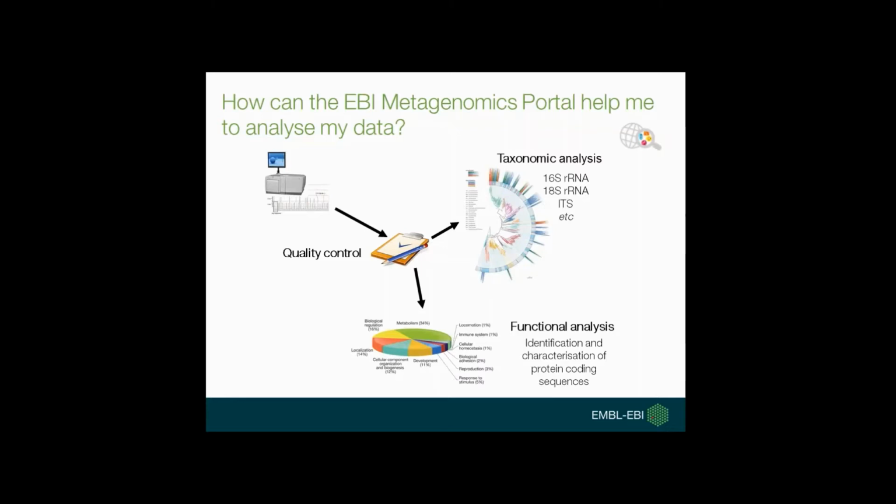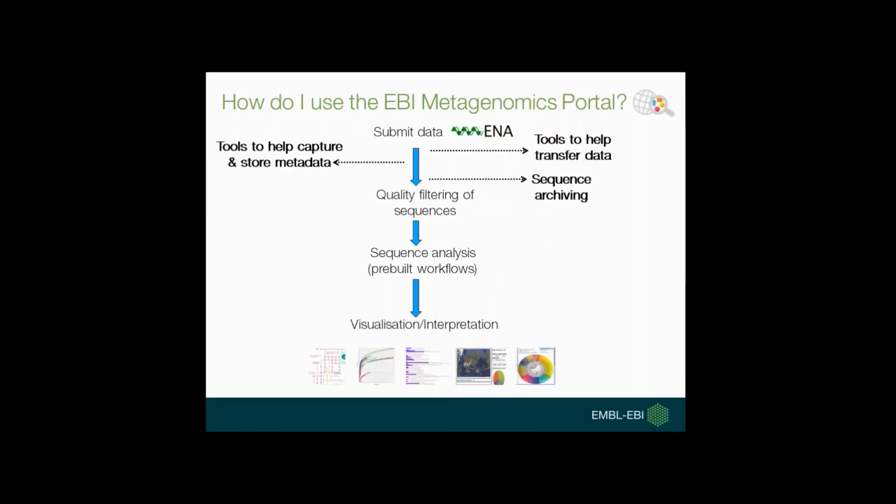potentially their relative abundance. And then also we can perform functional analysis, which means identifying which genes you have present in your sample and what they do. So we can put them into various different functional categories, which again provide you more insight into your question. So how would you use our Metagenomics portal?